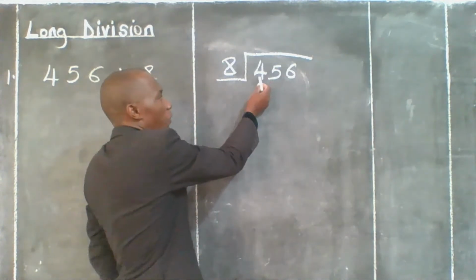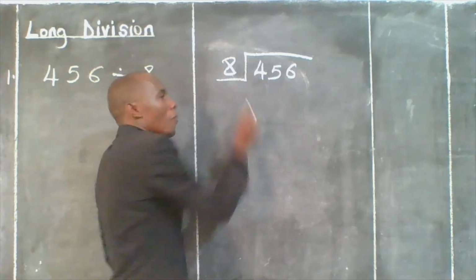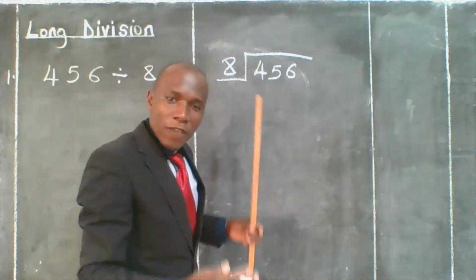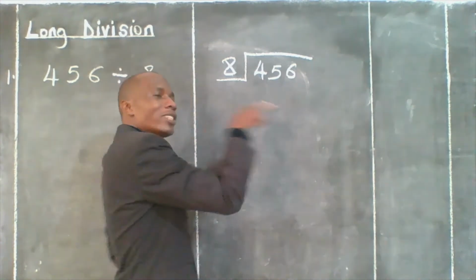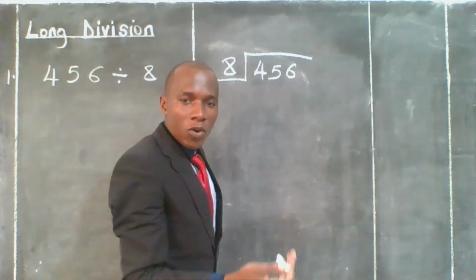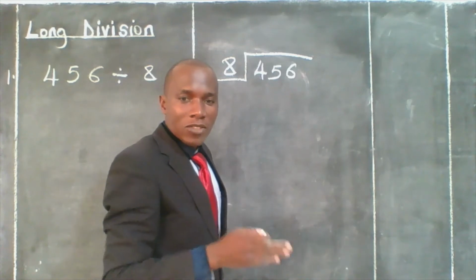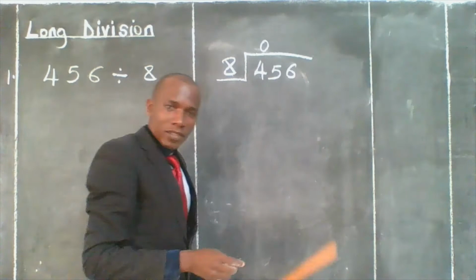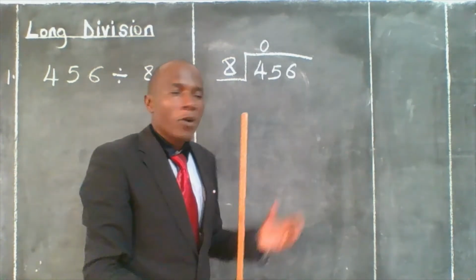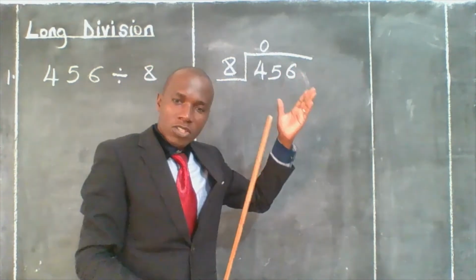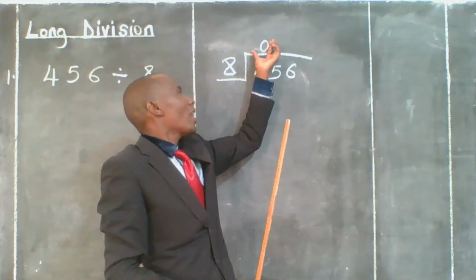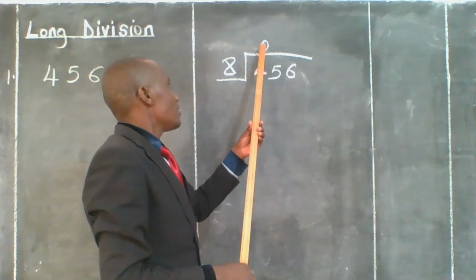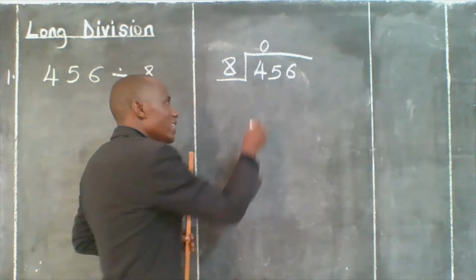For the first step, we ask ourselves, how many times does 8 enter into 4? Definitely 8 does not enter into 4 simply because it is smaller. So since it is smaller, it enters 0 times. The second step is multiplication. We multiply our answer here by 8. So 0 times 8, we get 0.